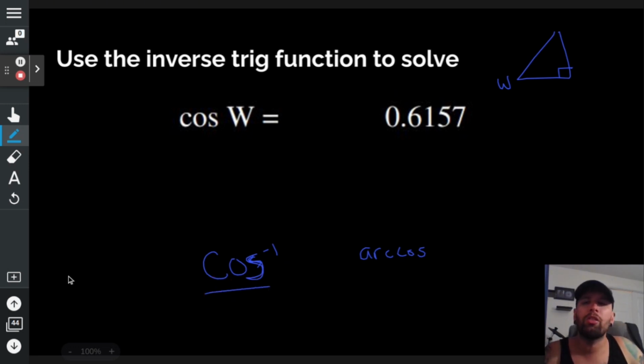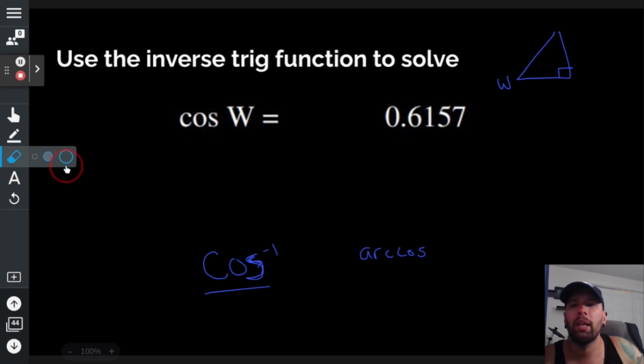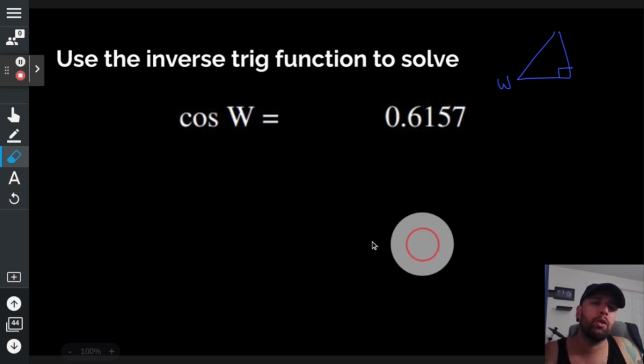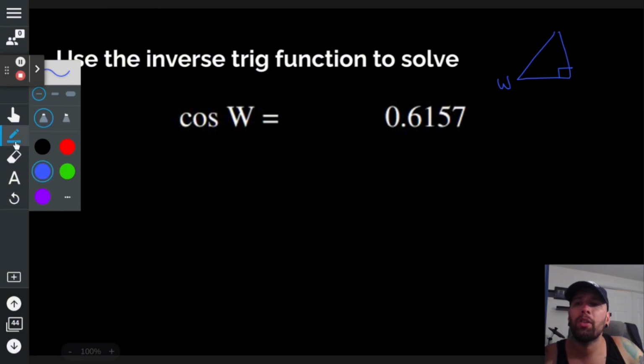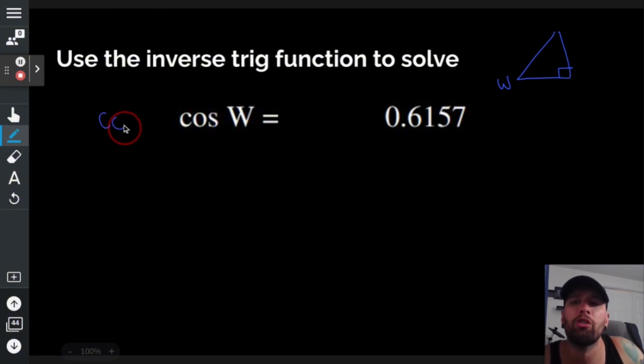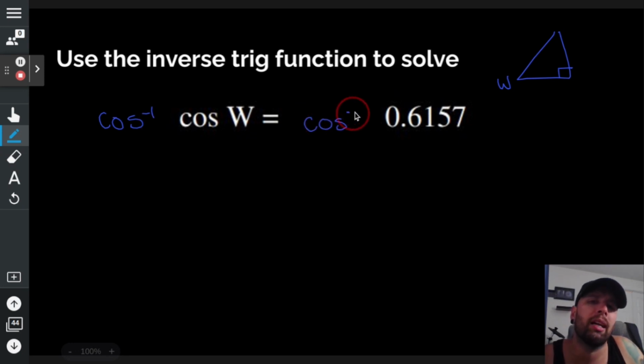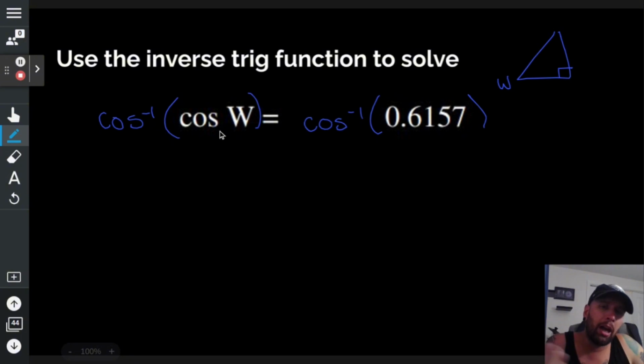Now, how do I get rid of W's cosine? The opposite of cosine is inverse cosine, and you do that to both sides. Inverse cosine, both sides. Put that in parentheses because it's proper. It's very similar to dividing both sides, but we would never say divide both sides by cosine. That's a completely different animal that you are going to see a lot in pre-calculus. Cross it out, W is all alone, hooray. Now, what is the inverse cosine of 0.6157?